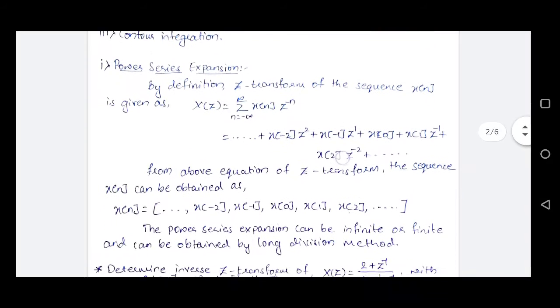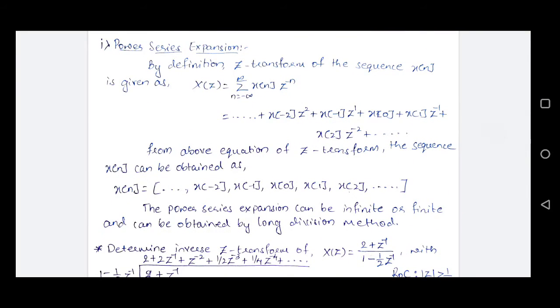By definition, the Z transform is expressed as x of z equals summation n minus infinity to plus infinity x of n z to the power minus n. If we expand this summation, which will be infinite in nature, there will be only two terms for each iteration. One of the terms will be x of n, which will be the discrete time sequence itself, and the other term will be the z variable, which is used for Z transform.